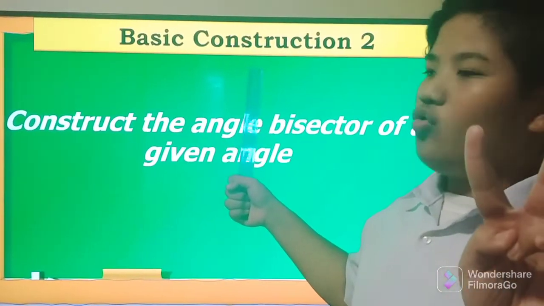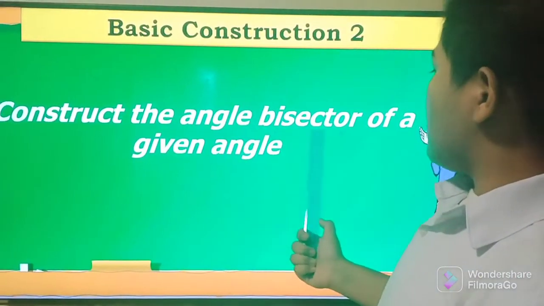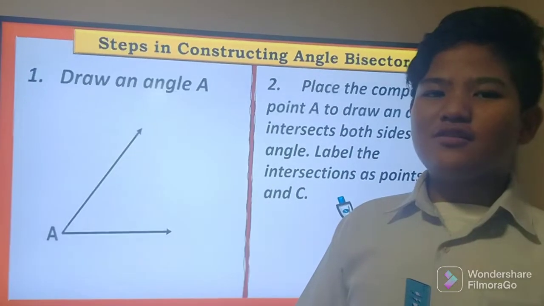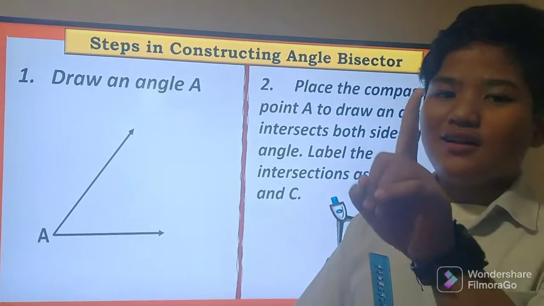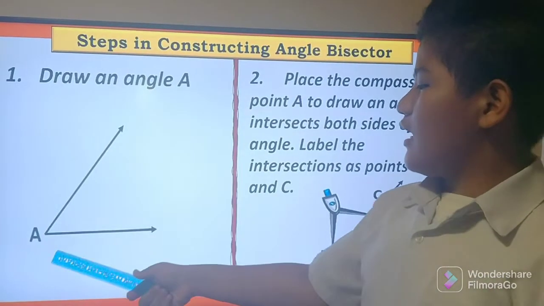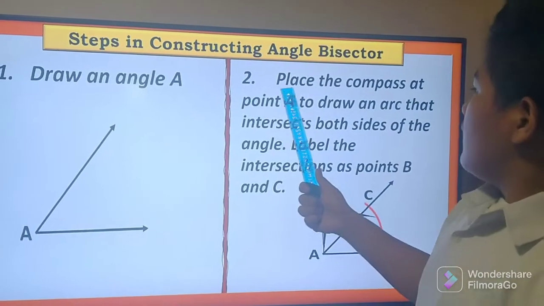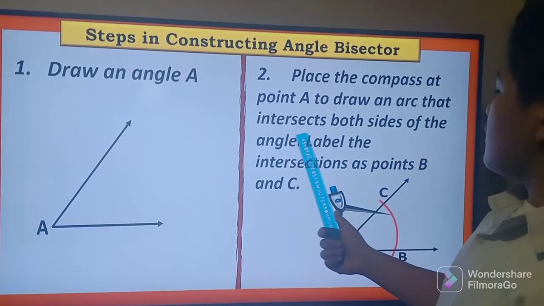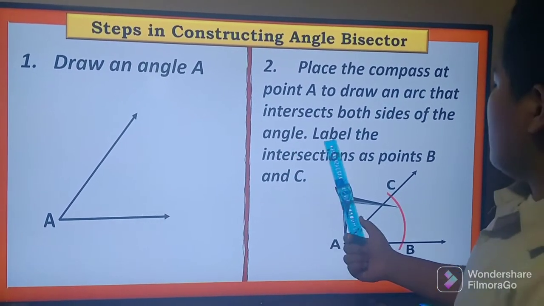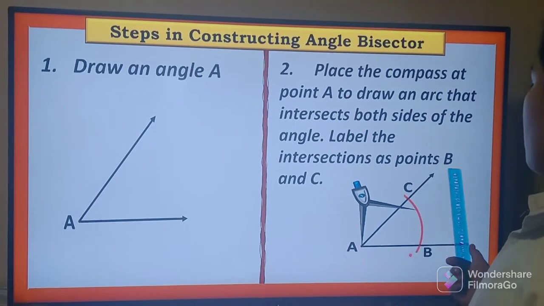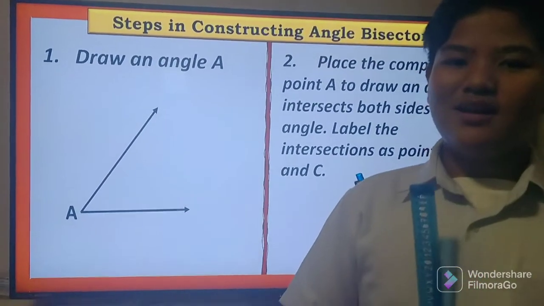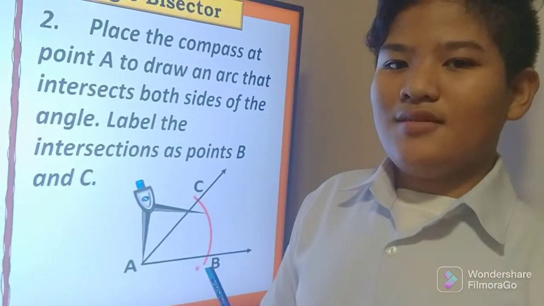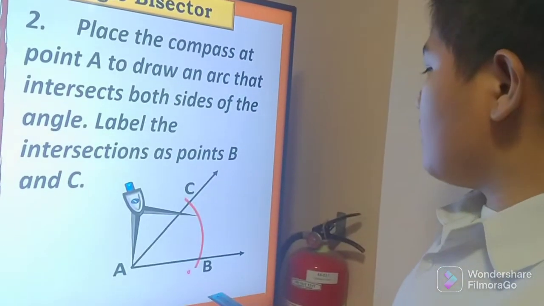Basic construction 2. Construct the angle bisector of a given angle. Steps in constructing an angle bisector. Number 1. Draw an angle A. Number 2. Place the compass at point A to draw an arc that intersects both sides of the angle. Label the intersections as points B and C, just like this. This is the angle A, point B, and point C.